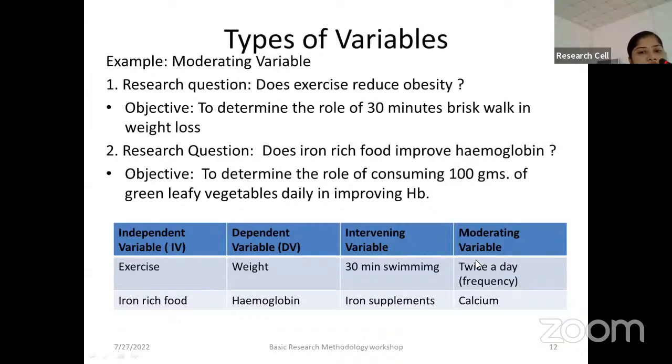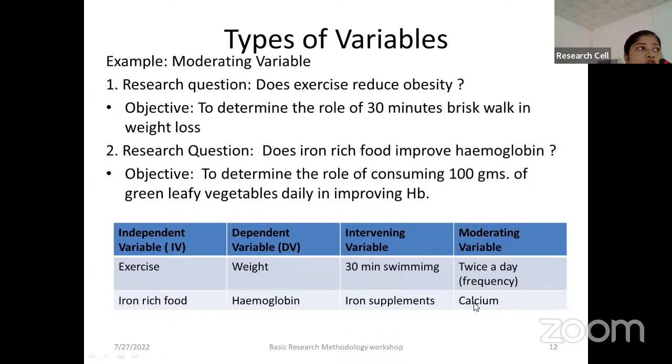Next question. Again, we have the same research question. Does iron-rich food improve hemoglobin? The objective is to determine the role of consuming 100 grams of green leafy vegetables daily in improving the HB. Here we have the independent variable, iron-rich food. Hemoglobin would be the dependent variable. Iron supplements would be the intervening variable. And the moderating variable would be intake of calcium.